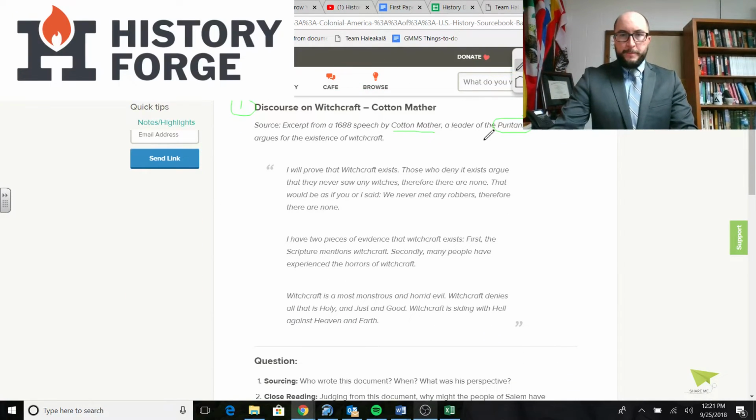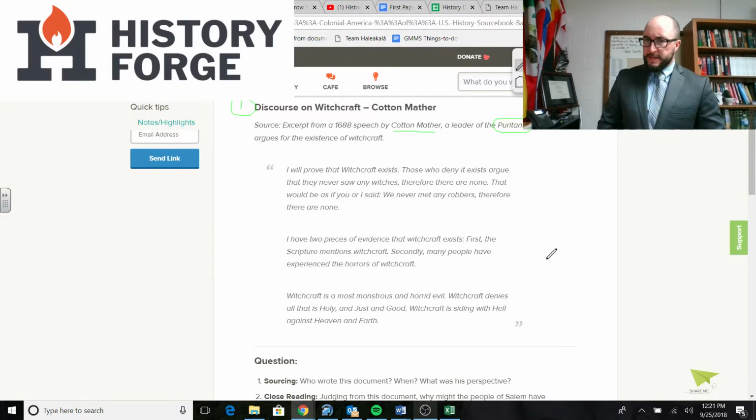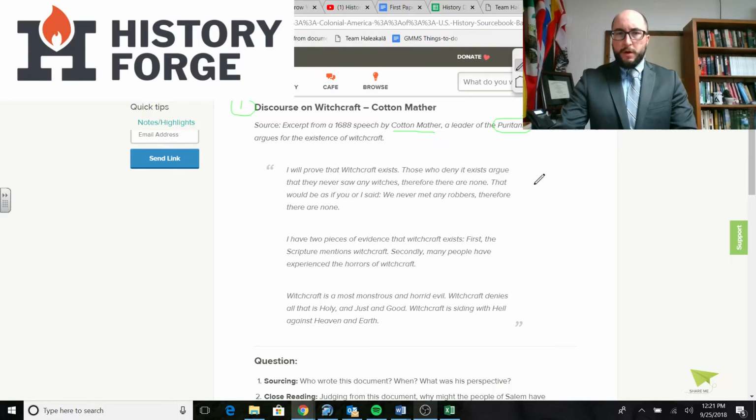So, as we scroll down, it says, Leader of Puritans, Mather argues for the existence of witchcraft. Let's read the little 3 paragraphs they have. So Mather says, quote, I will prove that witchcraft exists. Those who deny it exists argue that they never saw any witches, therefore there are none. That would be as if you or I said, we never met any robbers, therefore there are none. I have two pieces of evidence that witchcraft exists. First, the scripture mentions witchcraft. We should highlight scripture because we don't know what that is quite.